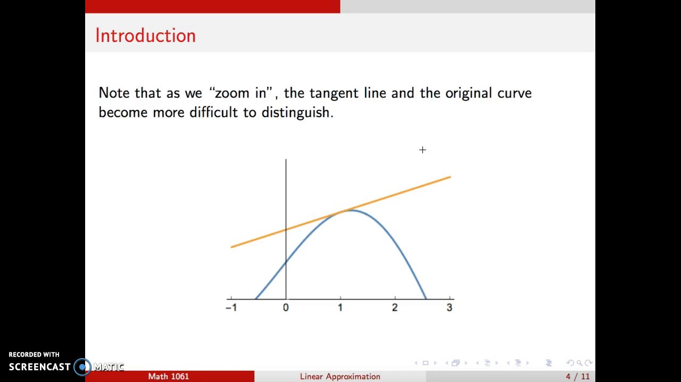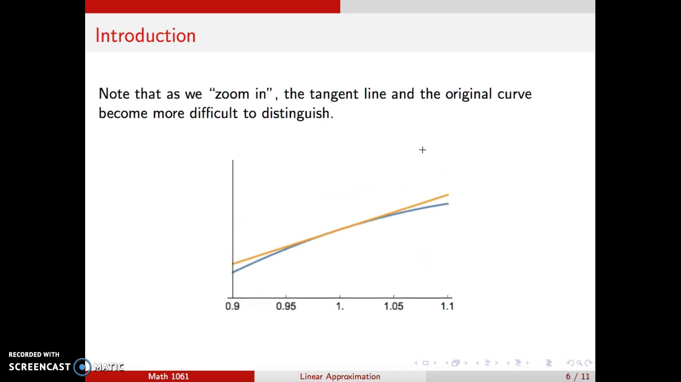So zoom in a little bit there, zoom in, zoom in, and around this area you can hardly tell the difference. This is a computer-generated plot. As you might guess, it plotted the tangent line second, so it's overlaying the curve, but you can't tell the difference from one to the other.